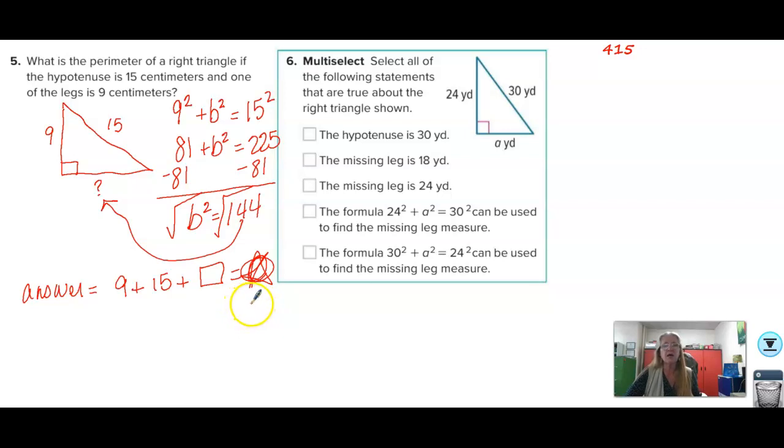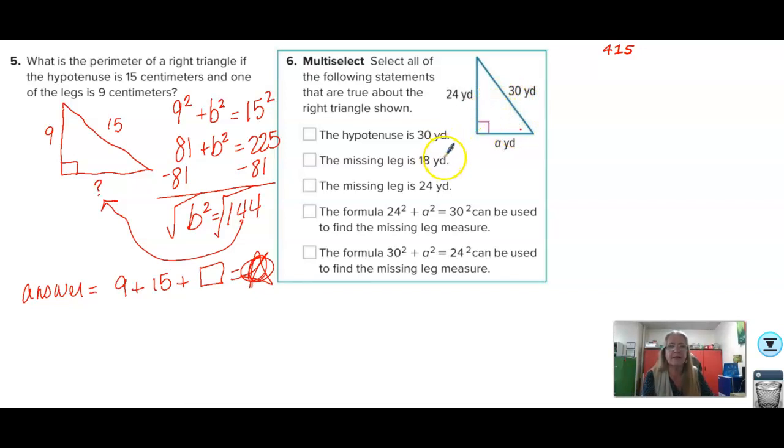Okay. Number 6, multi-select. Select all the following statements that are true about the right triangle shown. All right, well, the first one says the hypotenuse is 30 yards. Well, which is the hypotenuse? These are the legs, and this is the hypotenuse, so that one's correct. I'm not going to mark it, though. I want to make sure you're listening to me. So the first one's right.